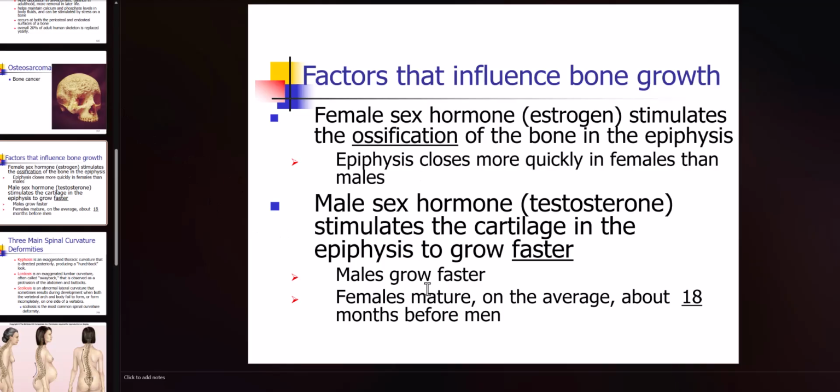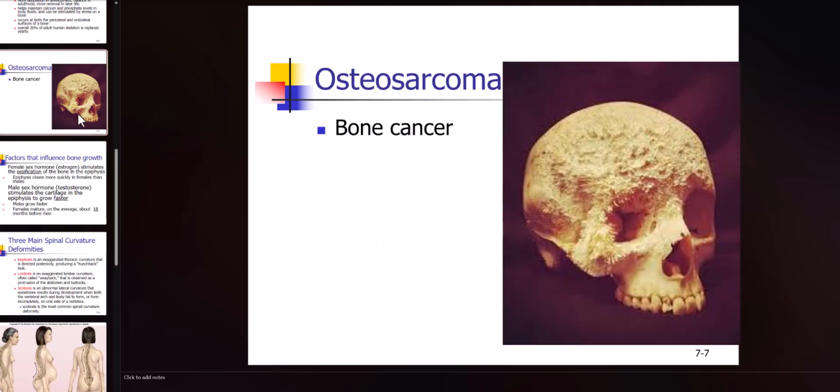So that's one. Certainly the hormonal effects, male versus female, have a lot to do with how our bones grow. I thought this was a cool picture just to show you. This is an example of osteosarcoma. So sarcoma is a cancer, a tumor, but this is a bone tissue.